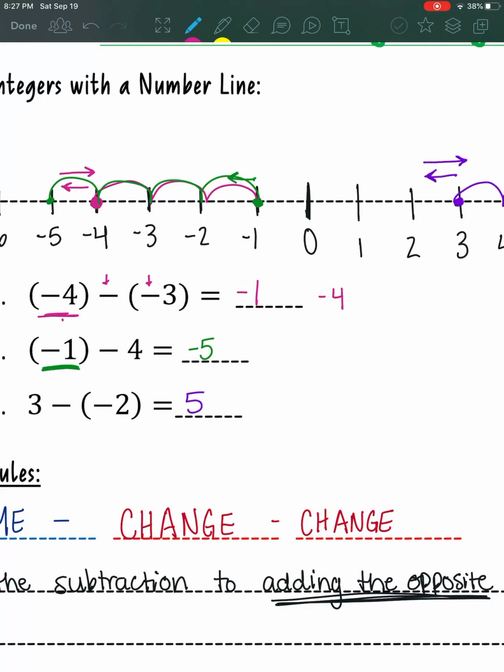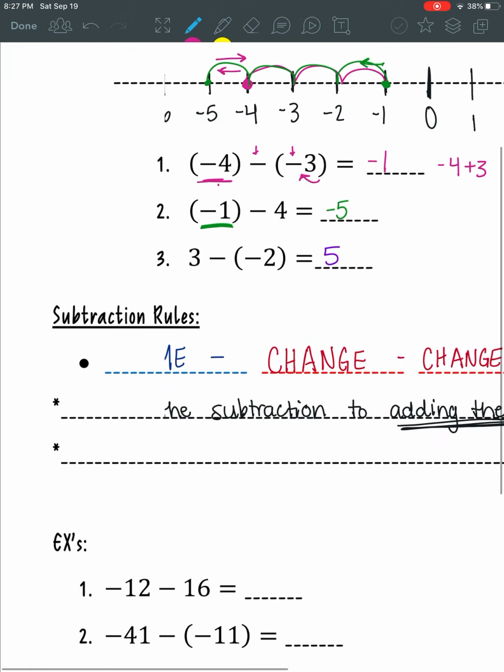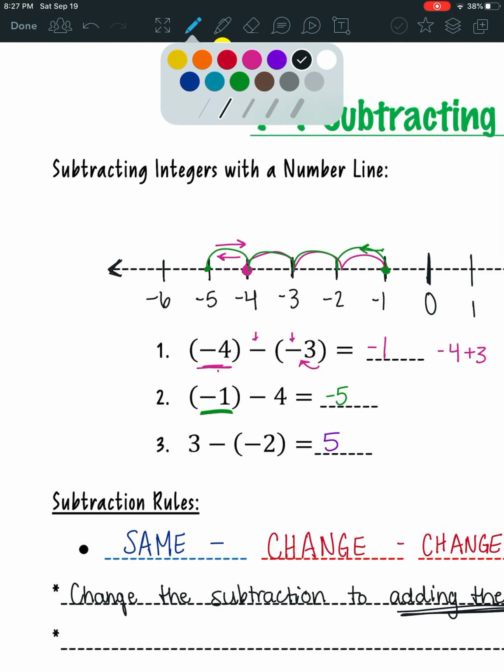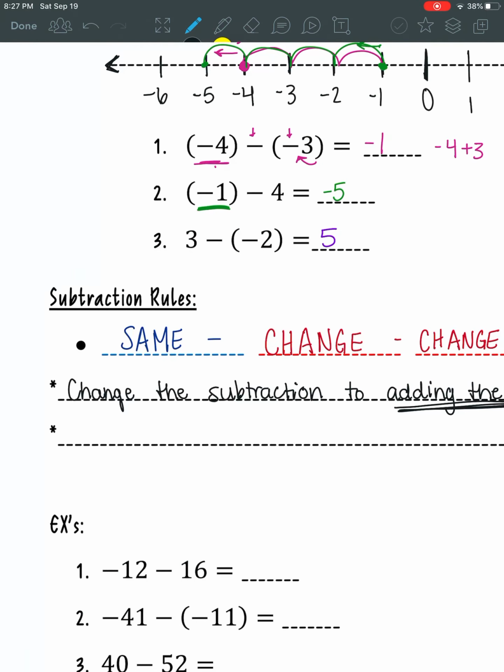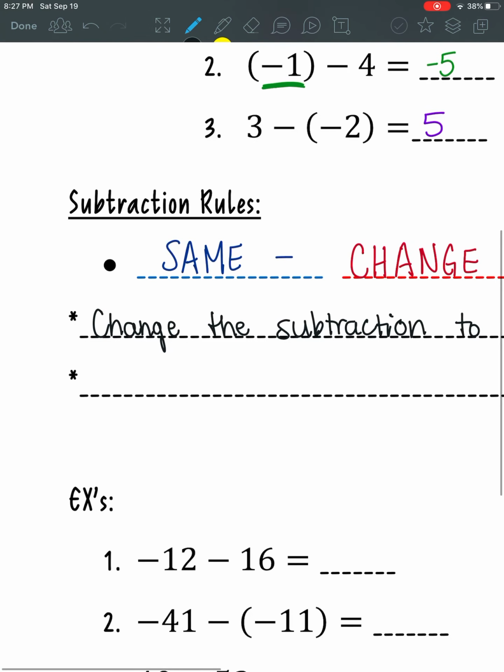Okay, once you do that, so if we take, for example, this problem that we started with up here, we keep the first number the same, exactly how it is, we change the subtraction to an addition sign, and then the opposite of -3 would be +3. So once we do that, now we have an addition problem. We have -4 plus 3.